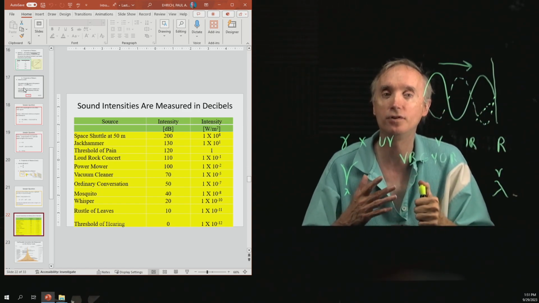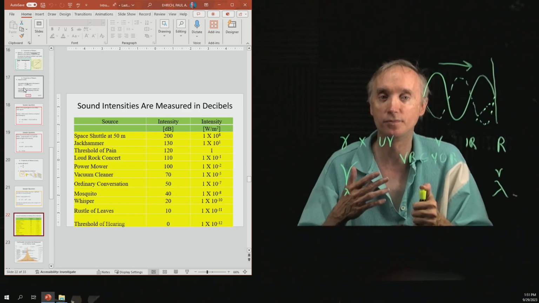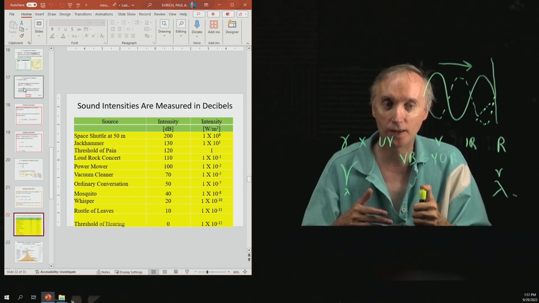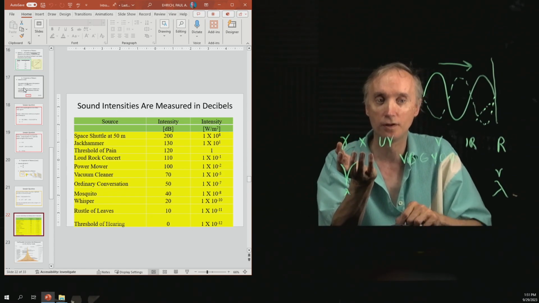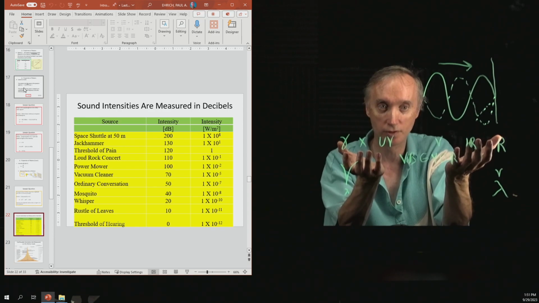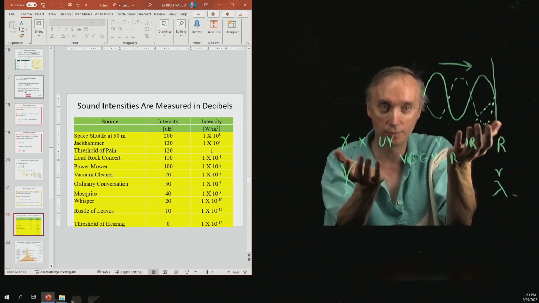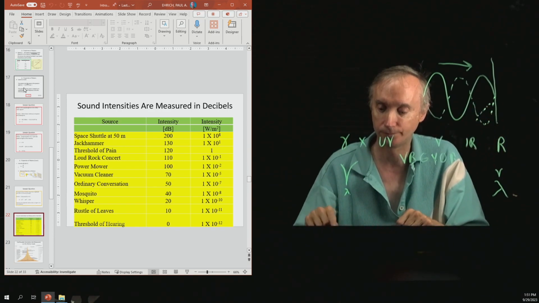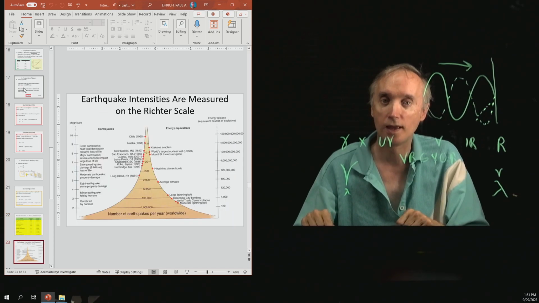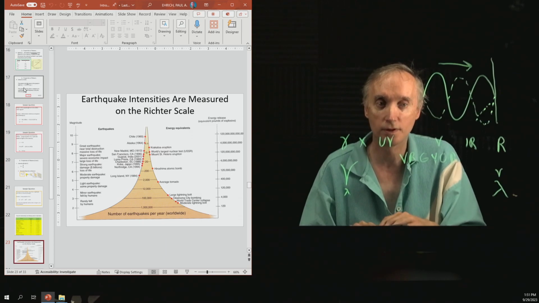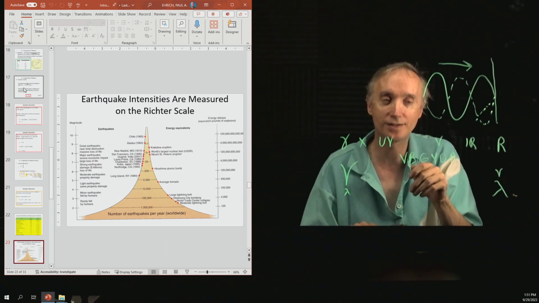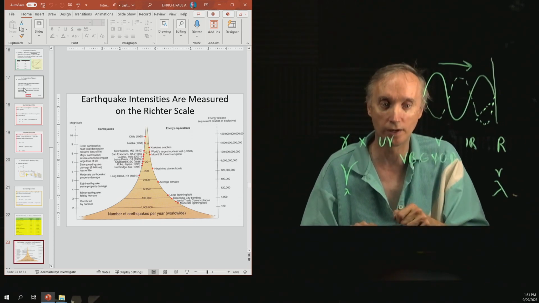So I would just like for you to know what a decibel is, and if I gave you 5 decibels versus 50 decibels, which one is louder. So be able to tell me that. And then I'm not going to ask you any questions about earthquakes, but this measures the intensity of earthquake waves.